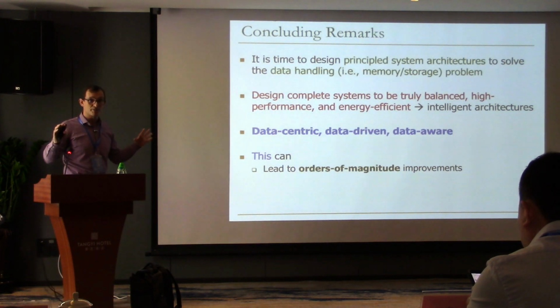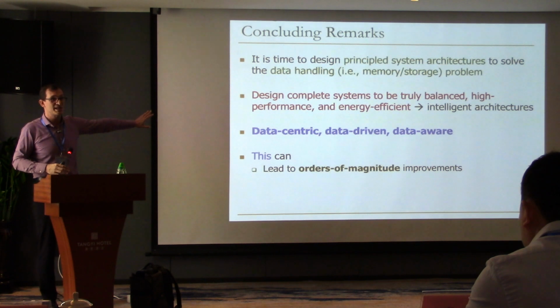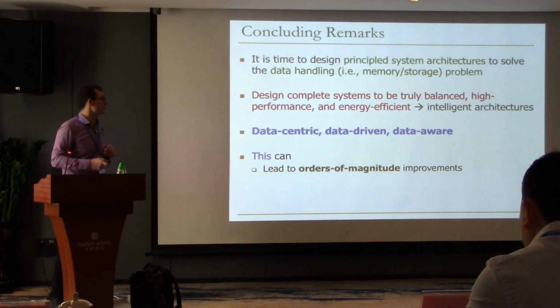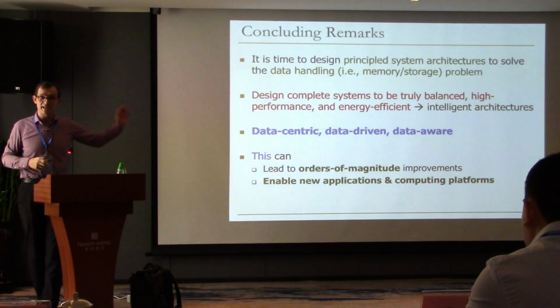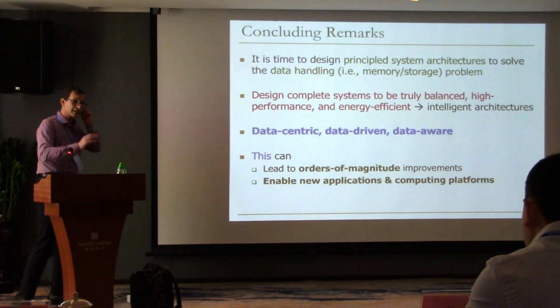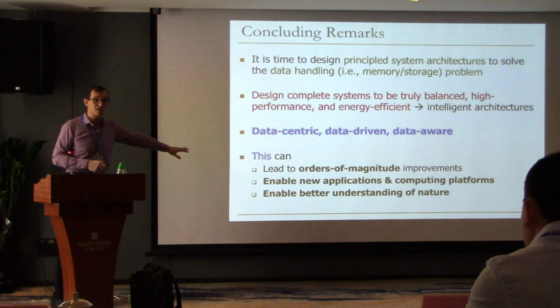I've given you some examples of these orders of magnitude, and other works have shown improvements in our work, as I said, at the order-of-magnitude level. It can enable new application and computing platforms. Genomics platforms are an example, in my opinion. But there could be other things that clearly we cannot guess now. It can enable a better understanding of nature, in my opinion.